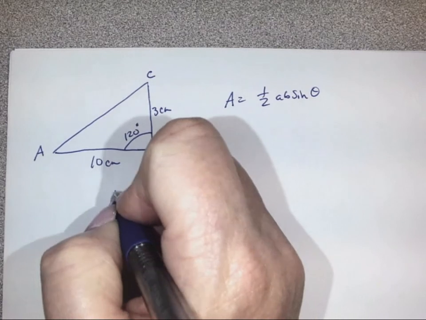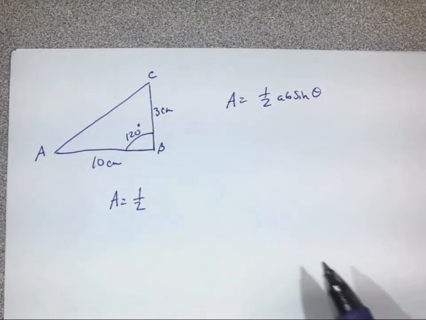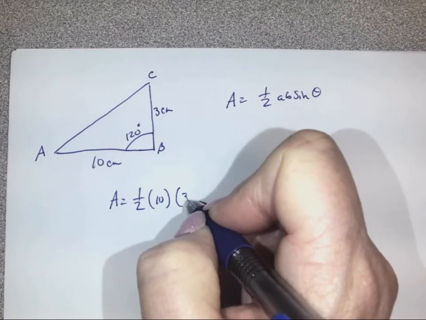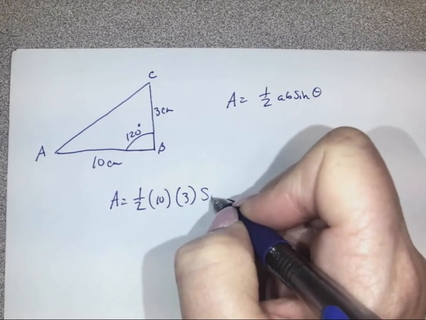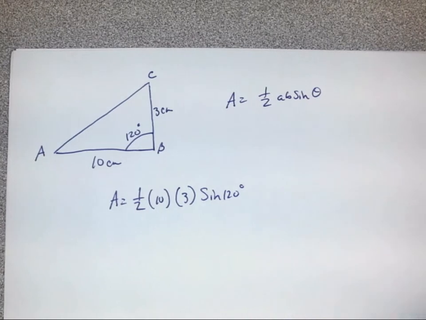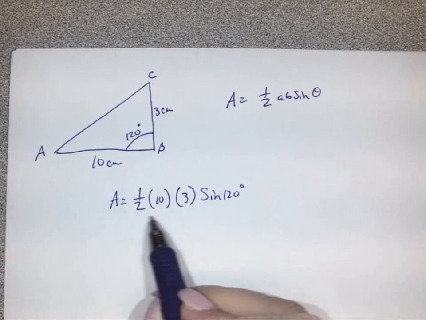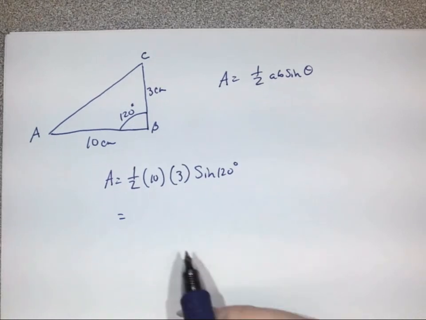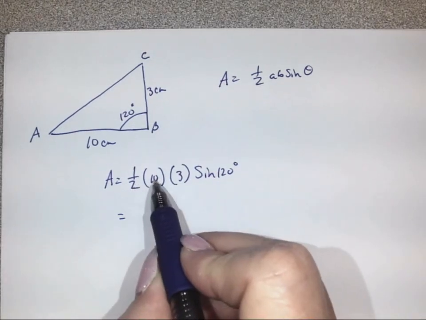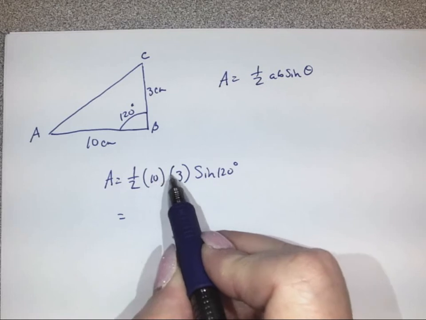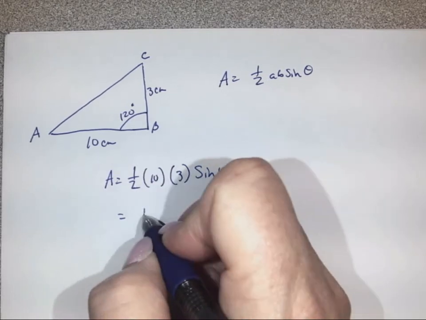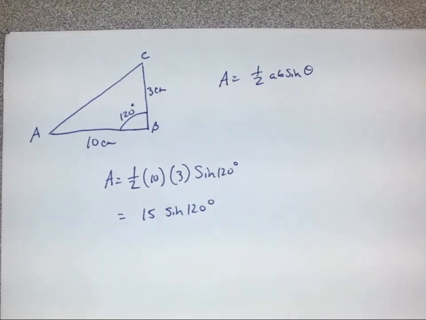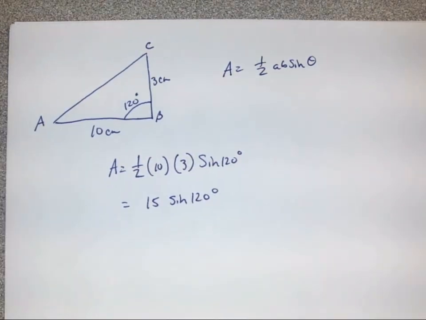All right, so the area would be equal to 1/2 times the 10 times the 3 times sine of 120 degrees. If we simplify this a little bit, 1/2 times 10 times 3 is 10 times 3, which is 30, divided by 2, which gets us 15 times the sine of 120 degrees. Now, we're going to use some of the skills we've learned.